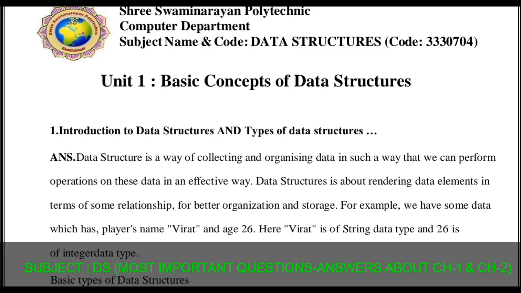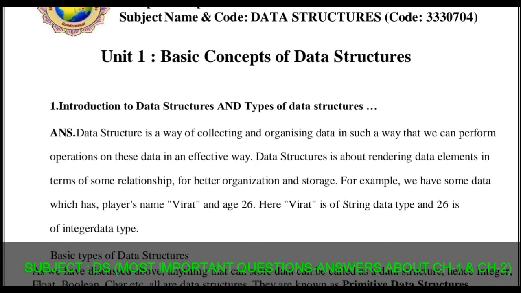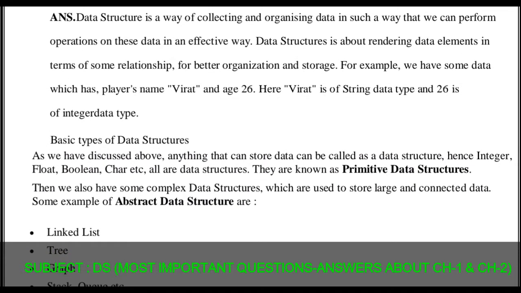So what is a data structure? It is nothing but the way of collecting and organizing data in a sequential manner so that we can perform operations on this data in an effective way. Now the basic types of data structure: as we discussed above, anything that can store data can be called a data structure, hence integer, float, boolean, character, etc. These are known as data types, and they are known as primitive data structures.